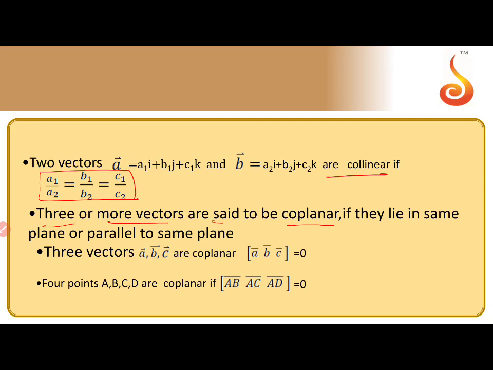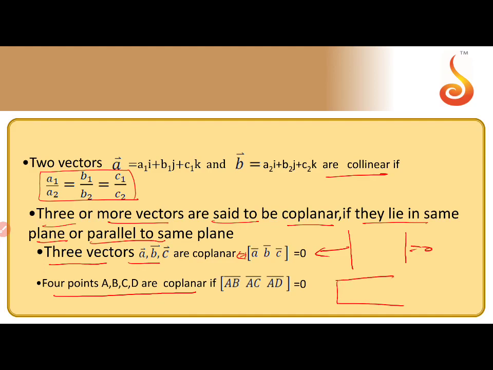Three or more vectors are said to be coplanar if they lie in the same plane or parallel to the same plane. Three or more vectors that lie in the same plane or parallel to the plane are called coplanar vectors. How to show that three vectors are coplanar? We have one property: box ABC equal 0. Box ABC means what? Determinant. If determinant equal 0, the vectors are coplanar. A bar gives the first row, B bar gives the second row, C bar gives the third row. If the determinant, which is nothing but box ABC, is 0, the vectors are coplanar. Otherwise, they are called non-coplanar. Clear?